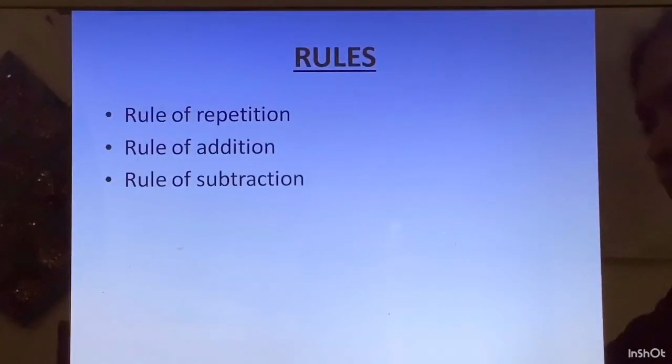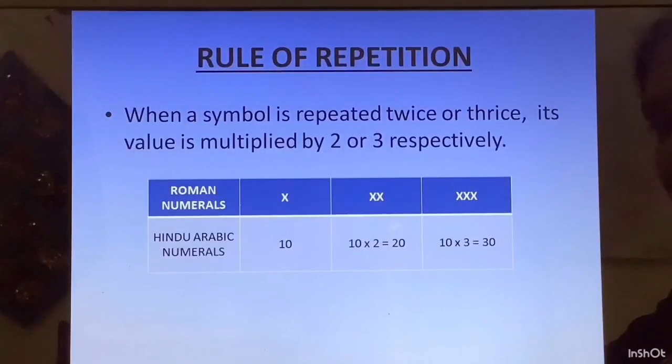Now rules. There are 3 rules when we speak of Roman numbers: rule of repetition, rule of addition, and rule of subtraction. Rule of repetition. When a symbol is repeated twice or thrice, its value is multiplied by 2 or 3 respectively. See the examples here. Roman numeral X means 10 in Hindu Arabic. When we have XX, it means 10 into 2, which is 20. When we have XXX, it means 10 into 3, which means 30.